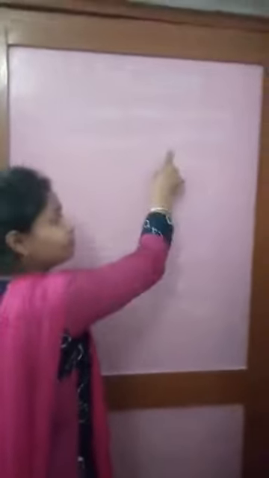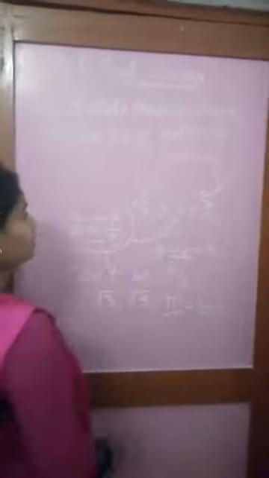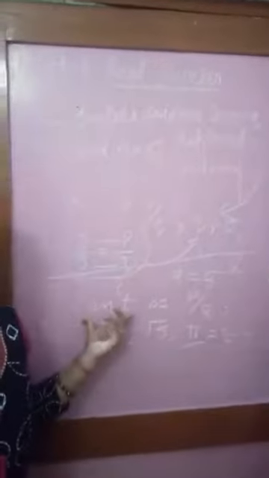So let's revise. A real number is a collection of rational numbers and irrational numbers. Rational numbers are those numbers which can be represented in the form of p by q, and q is not equal to 0. And irrational numbers are those numbers which can't be represented in the form of p by q.